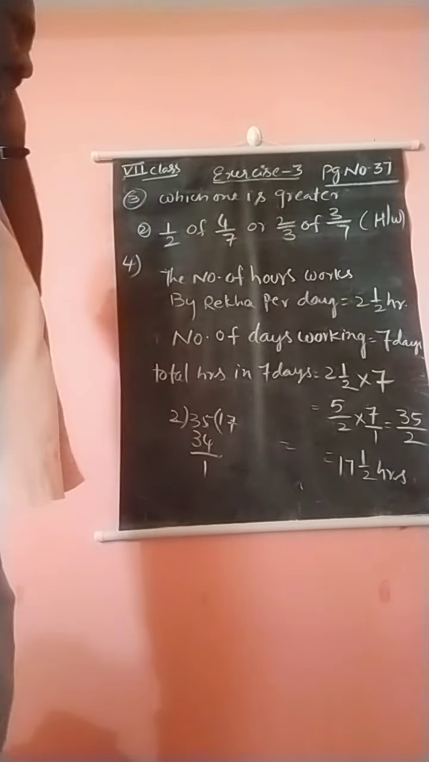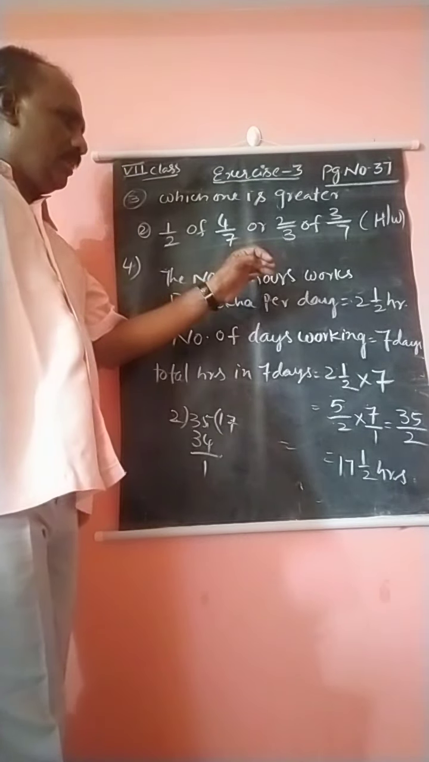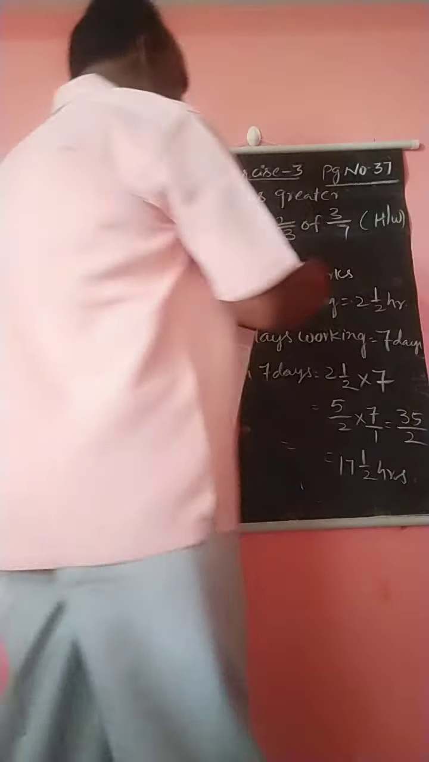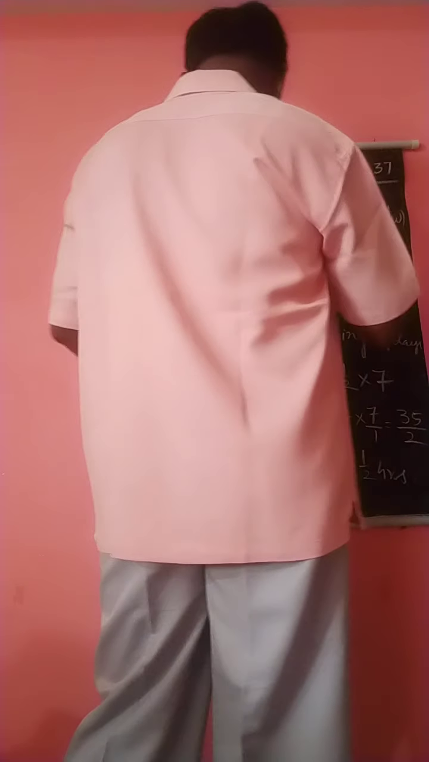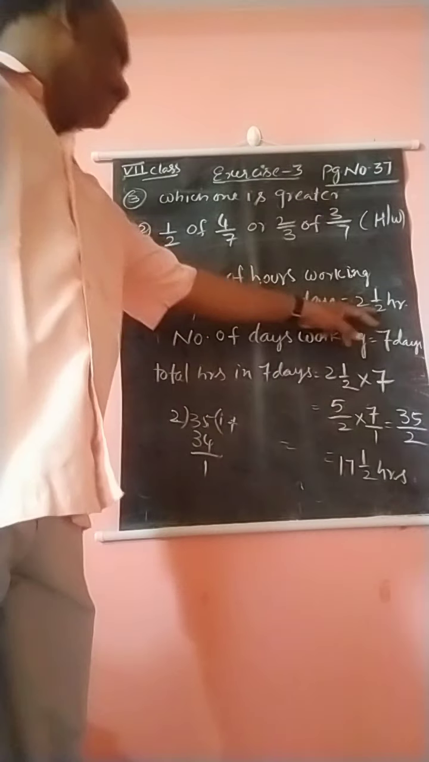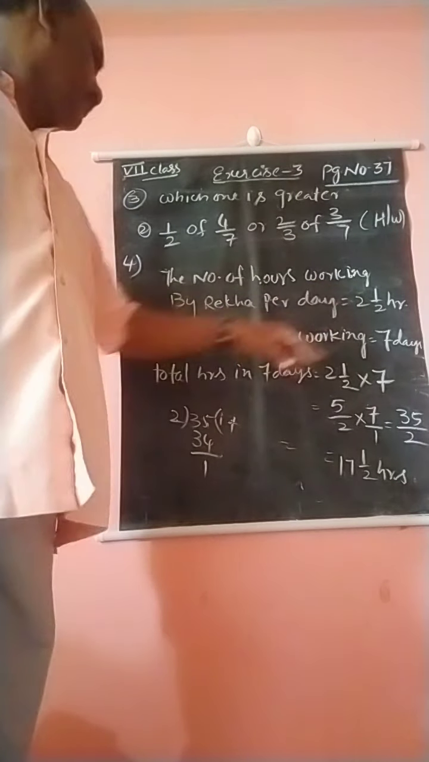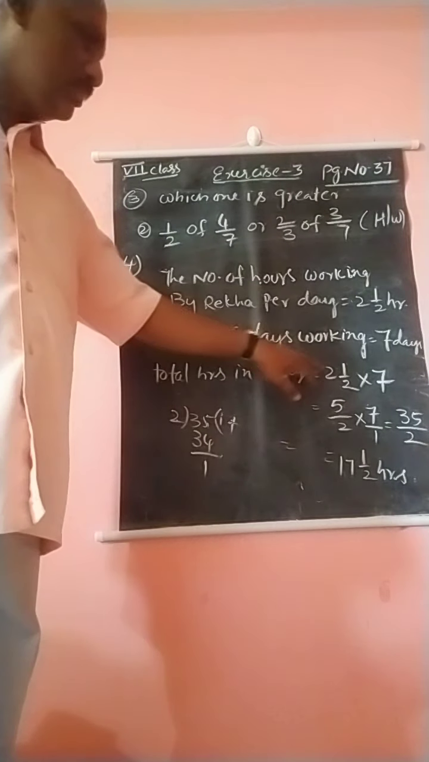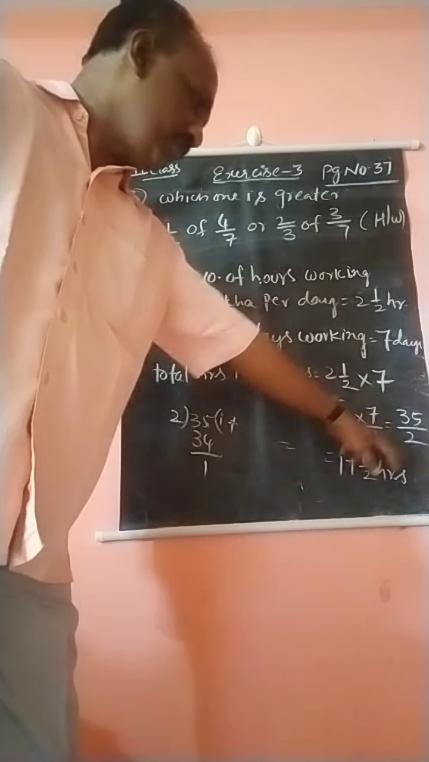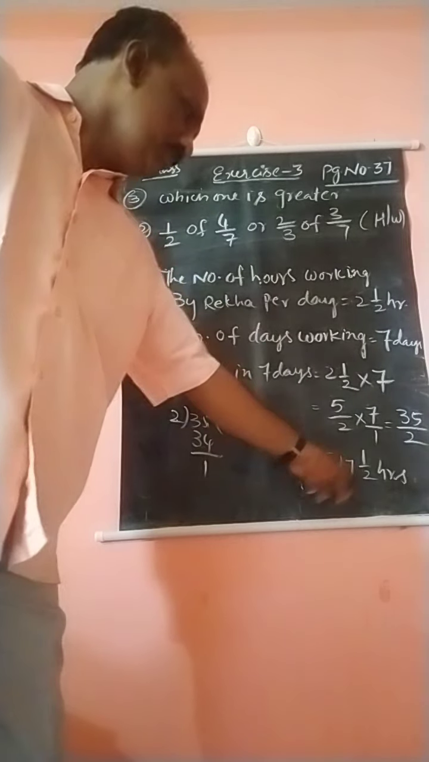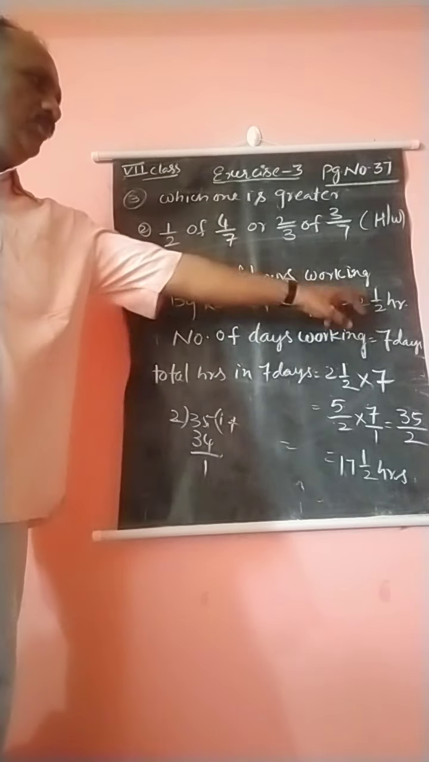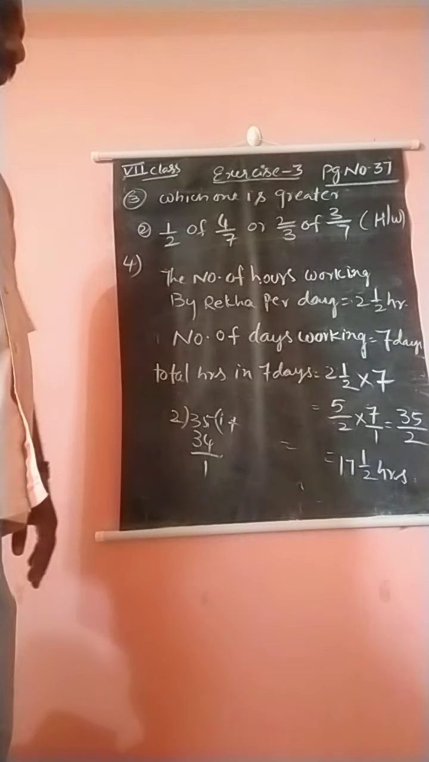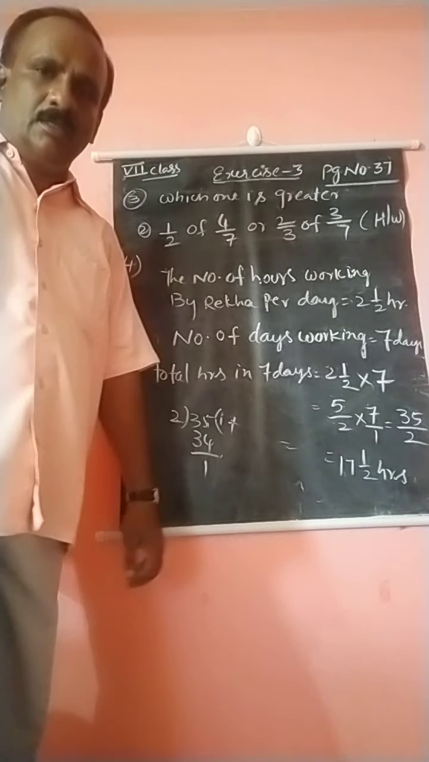Look at children. The number of hours worked by Rekha per day is 2.5 hours. The number of days working is 7 days. Total hours in 7 days is equal to 2.5 into 7, that is equal to 35 by 2. 35 by 2 means 17.5 hours. Per day 2.5 hours, in 7 days it means 17.5 hours. This one.